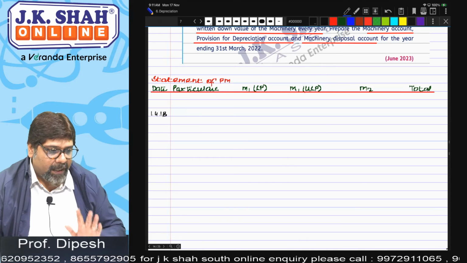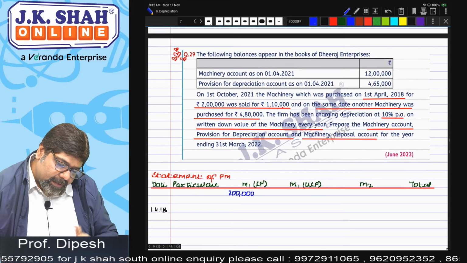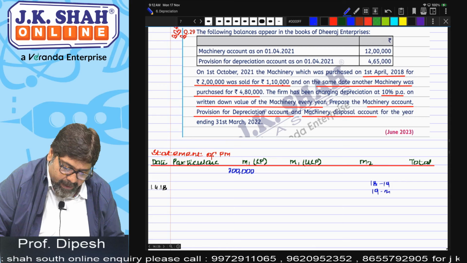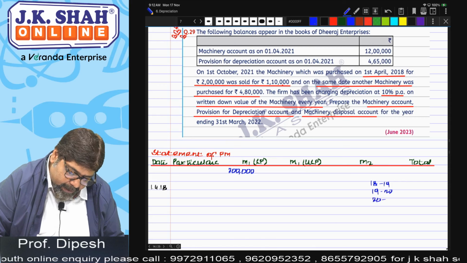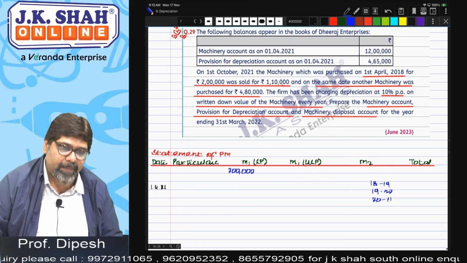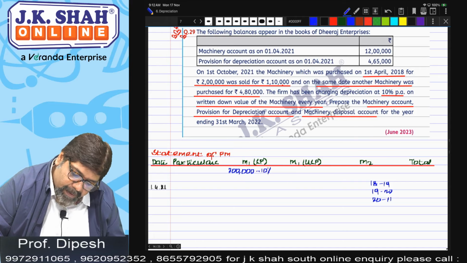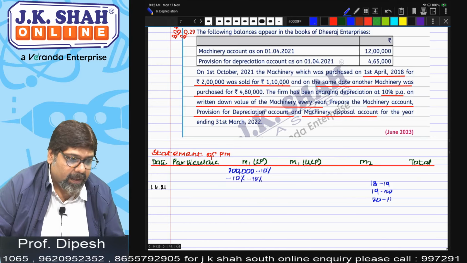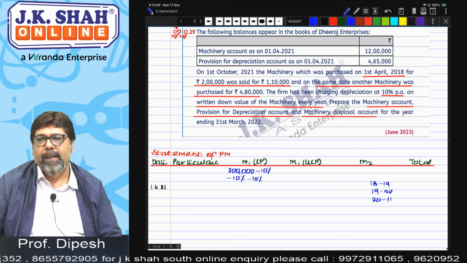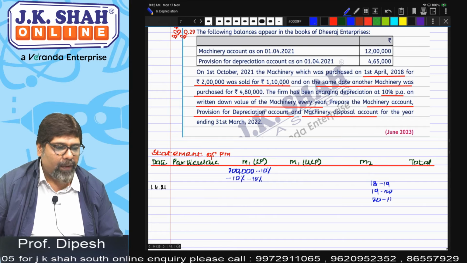I want the balance on which date? 1/4/18. Now chartered, a machinery which was purchased for 2 lakhs on 1st April 18. So 18, 19, 19, 20, 2021 is my current date. Correct. So 3 years ka depreciation, written down value method, yes. And depreciation rate is how much? 10%. So minus 10%, minus 10%, minus 10%. That comes to how much? 2 lakh, 162 minus 10%. Bola.